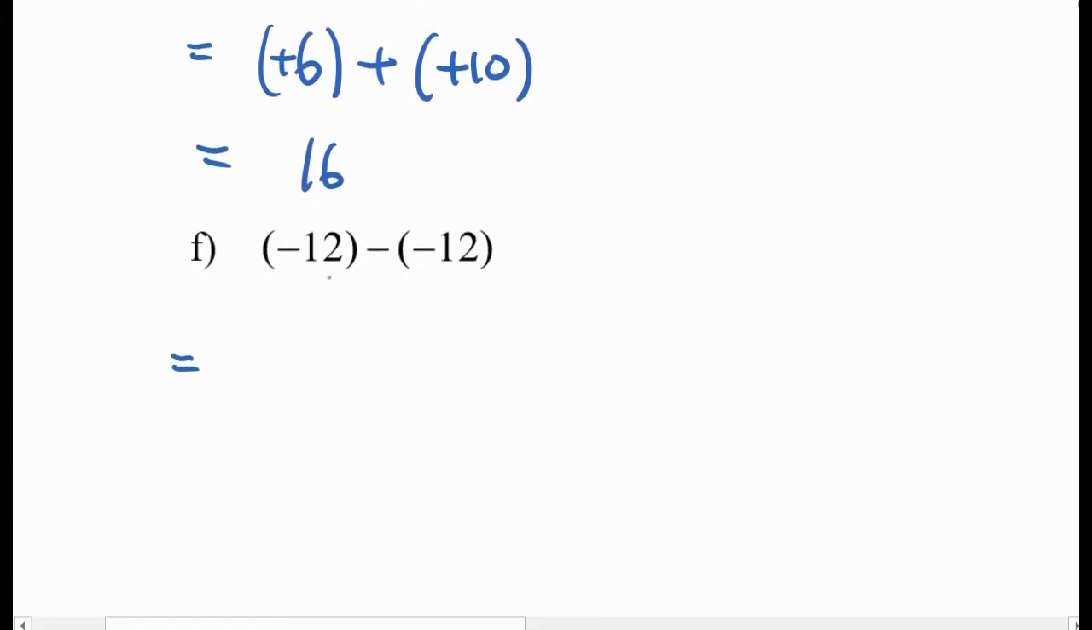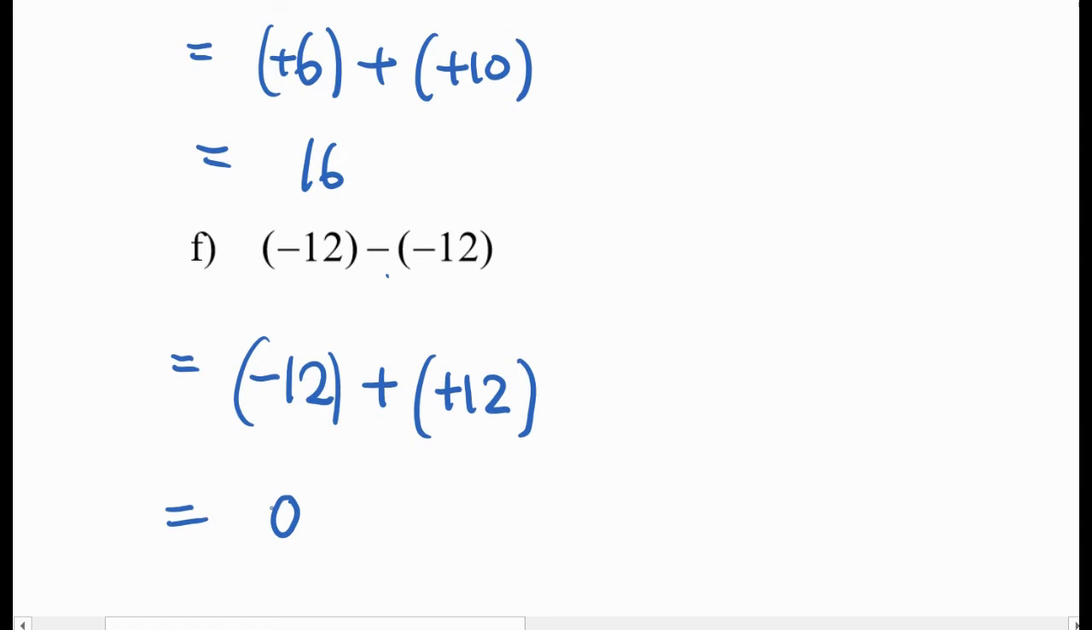The last question, keep, change. Let's do it, everyone. Keep the first number, change the middle, and change the second number. Negative 12 plus positive 12. Which one do you have more? They're actually the same, so they cancel out each other. It becomes 0. Okay?